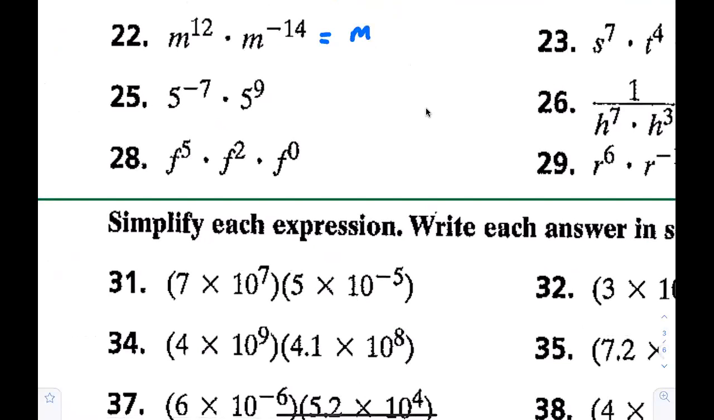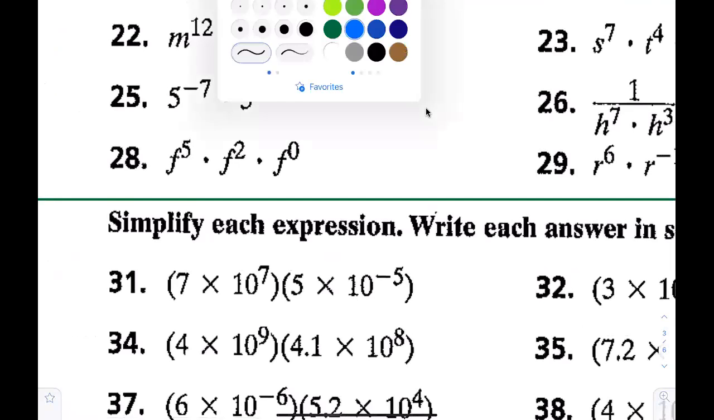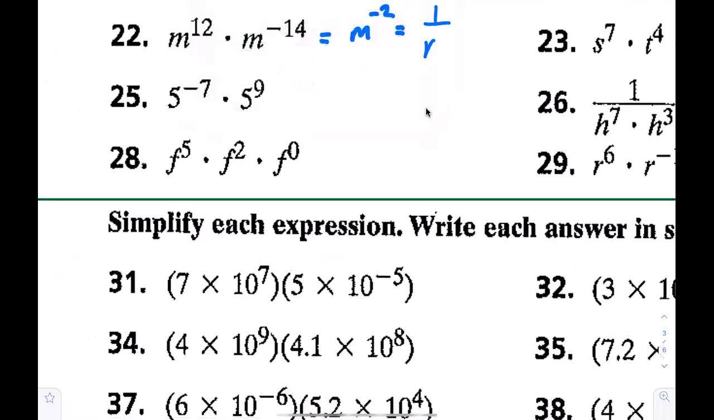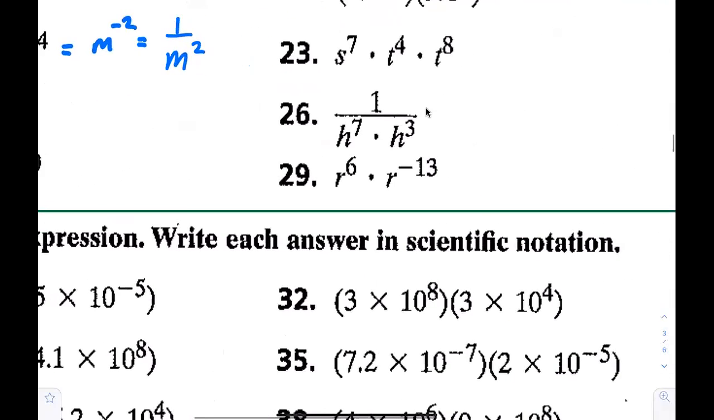Wait a minute, m to the negative what? Why negative? That's all right, come on. Right, which is the same as? Yes, all right, I'm happy with that. All right, next. S to the 7th and T to the 12th.